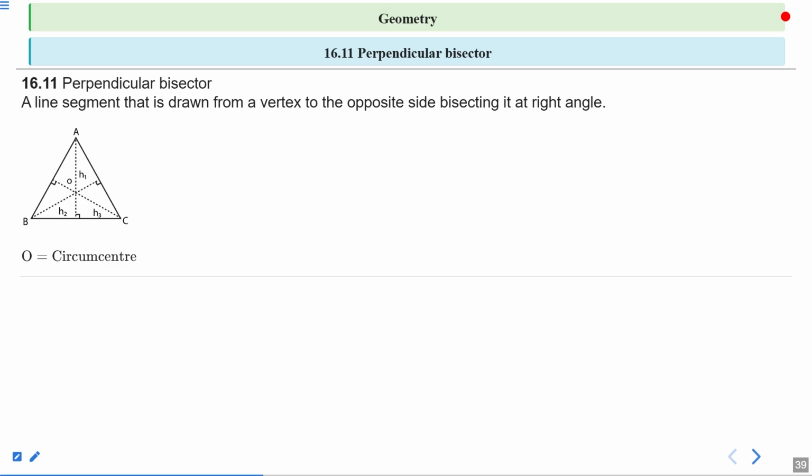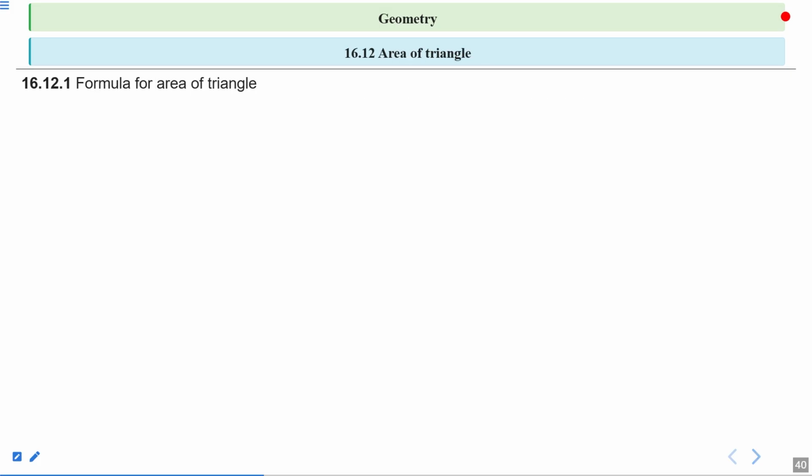Next one. Formula for area of triangle. So first we see the area of triangle formula. So the area of a triangle is 1 by 2 into base into height.